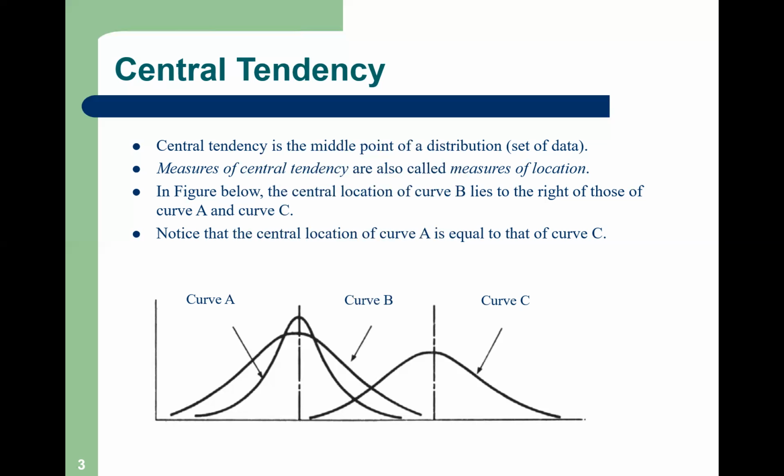Here you can see there are three curves, A, B, and C, and they show the central location of data. This shows that different kinds of distributions and different kinds of data have different central locations. We will also learn about different distributions, and we will learn which technique is important with respect to each type of data set.